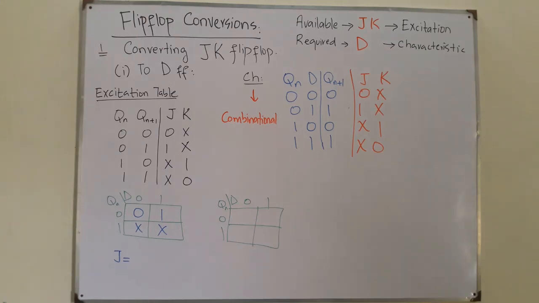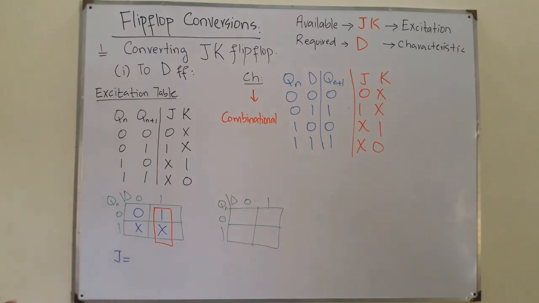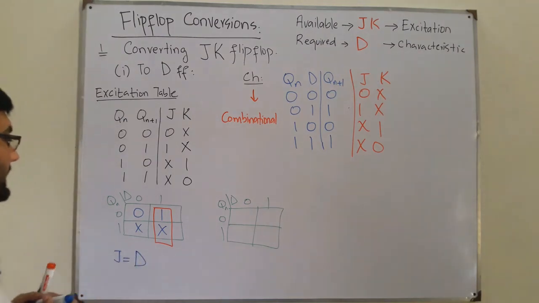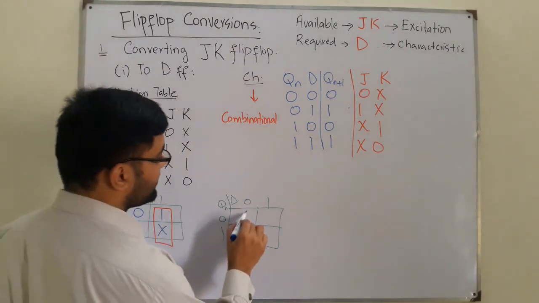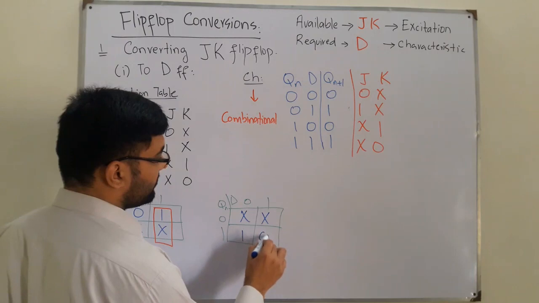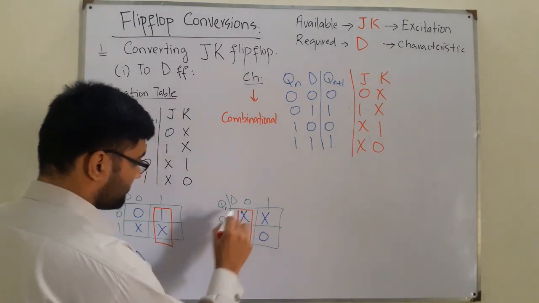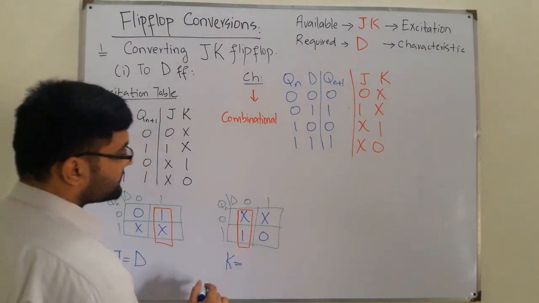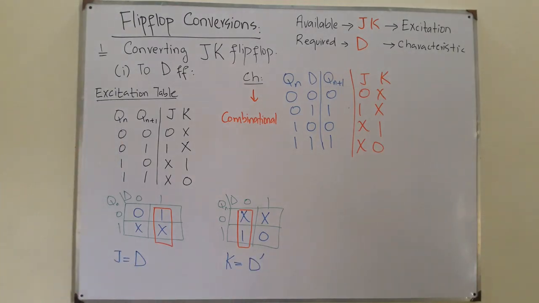You have this only one group like this. And this is equal to D. J is simply equal to D because Qn is changing. And then for the next you have don't care 1 and 0. Now we can have this group, which means that K is now equal to D complement. K is equal to D complement.